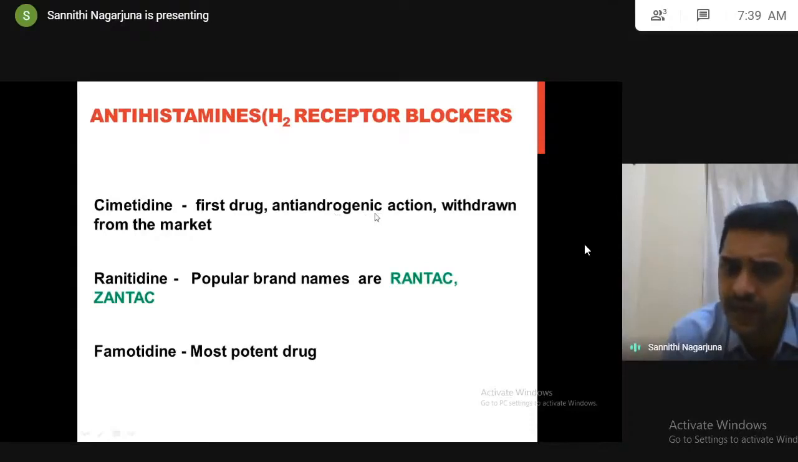So testosterone is reduced. It causes male sexual disturbances. That's why it is withdrawn from the market. So ranitidine is available under brand names like Rantac, Zantac. We know that they are very commonly used in the market. Out of all H2 blockers, famotidine is the most potent drug.